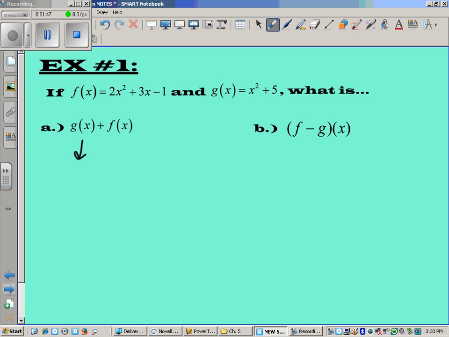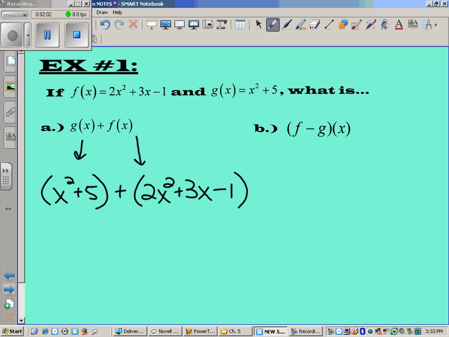Well, what is g of x? Well, it's x squared plus 5. And what is f of x? Well, that's 2x squared plus 3x minus 1. And now what I want you to do is add them together. We've done problems like this before, right? There's nothing in front of my parentheses that I have to distribute, so I'm just going to bring it down. There's really a positive 1 here, if you want to think of it that way. But when I distribute it, it doesn't change anything. So I still have my 2x squared, I still have my positive 3x, and I still have my minus 1.